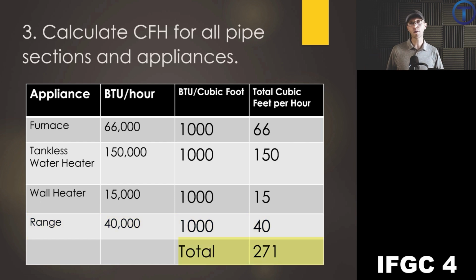Now, I can total all of those, and that gives me 271 cubic feet per hour, and that's going to be my total load, the cumulative requirements of all of the appliances connected. And that's what I'll use to size the main pipe coming into the building.